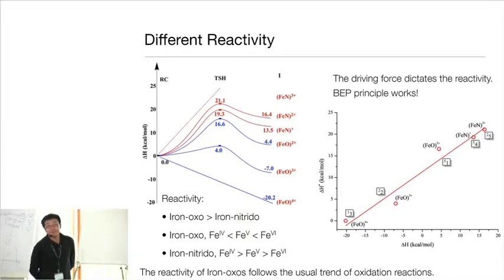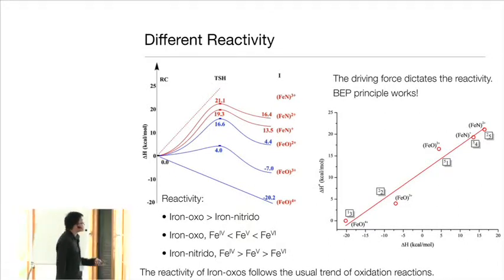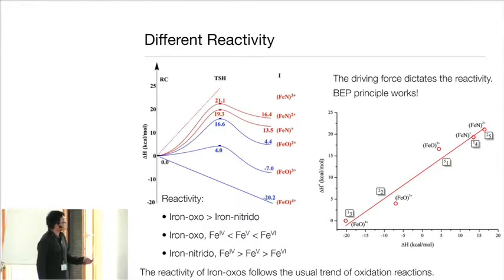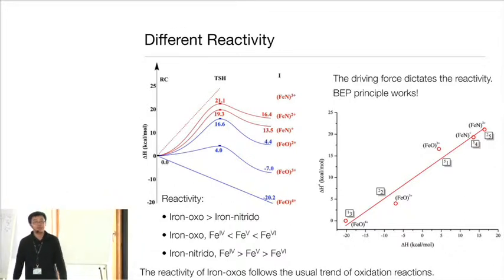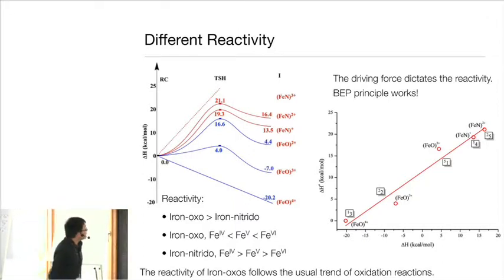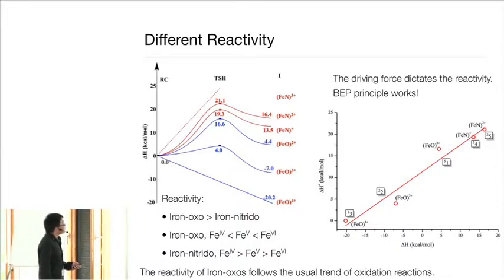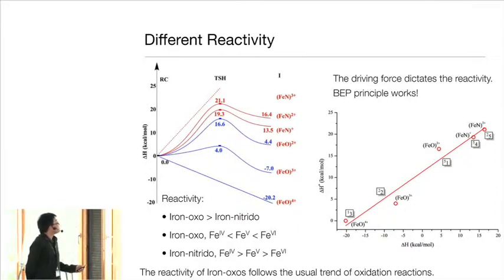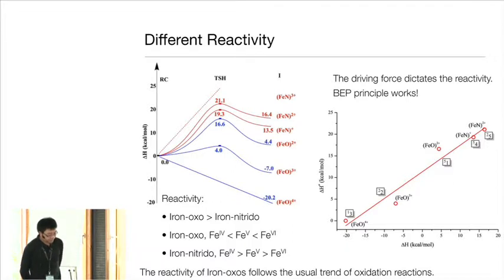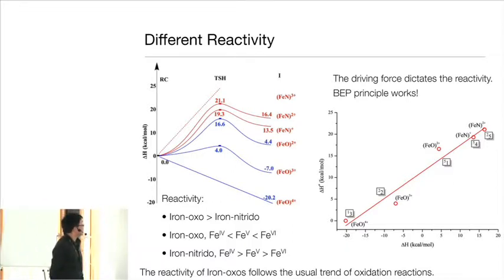This is what we found out here. Yes, iron four and five oxo really follow this trend. Once you increase the oxidation state of the iron center, the reactivity gets higher and higher. That makes sense because the electron affinity gets higher and higher. What we don't understand clearly is the iron nitrido compound. Once we increase the iron oxidation state, we observe the opposite trend. Even for iron 6, we haven't succeeded in locating the transition state, but the barrier is extremely high.